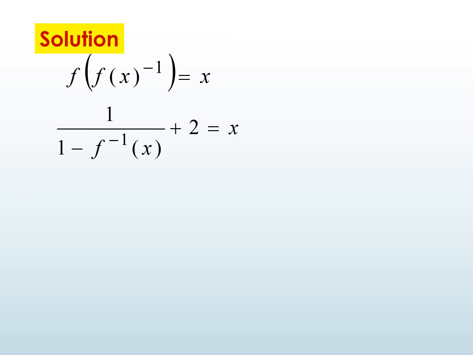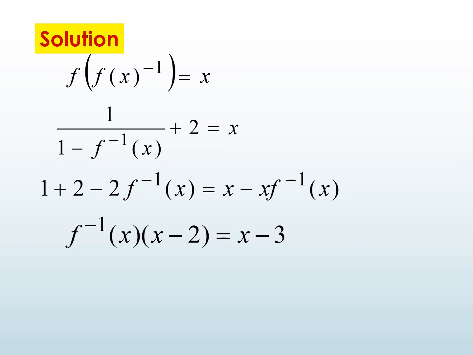To find f inverse, we use the property f(f inverse(x)) equals x. So we substitute f inverse into f(x), and we get 1 over 1 minus f inverse x, plus 2, equals x. Then we multiply everything by 1 minus f inverse. So we get 1 plus 2 minus 2 f inverse equals x minus x f inverse. And then we factor f inverse, we get f inverse times x minus 2 equals x minus 3. Finally, f inverse is equal to x minus 3 over x minus 2.